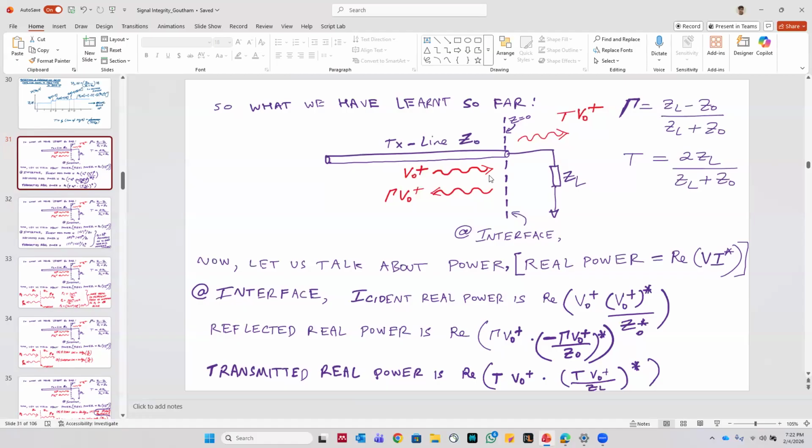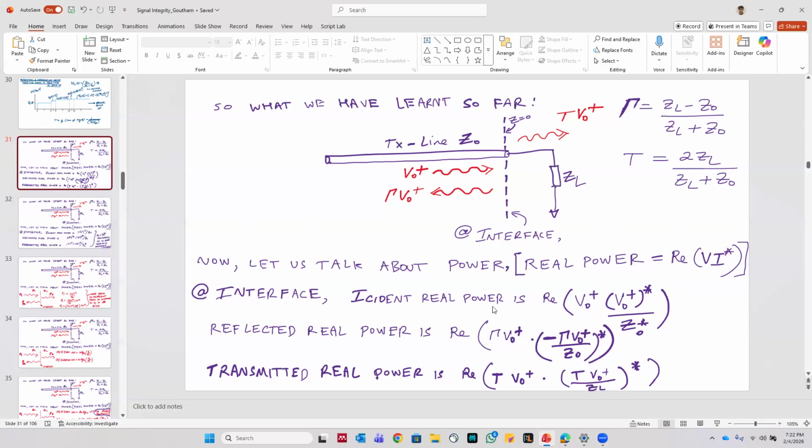Because the voltage and current are also complex numbers, right? But the real power is going to be what? This expression is very common in electrical engineering. If you go read about complex power, you'll understand why this is the case. But real power is the real part of V times I complex conjugate, okay?